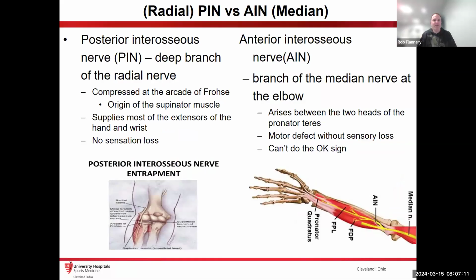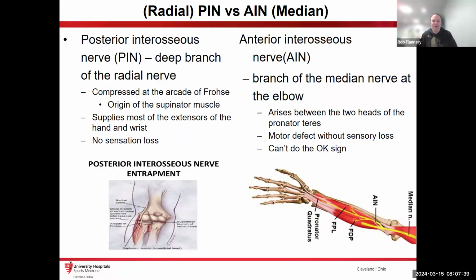All right, radial versus median compression. And these are the two that I think are the easiest to get confused. They like testing these. So that posterior interosseous nerve, it's a deep branch of the radial nerve. Good to know what it comes off of. Compressed at the arcade of Frohse, origin of the supinator muscles.